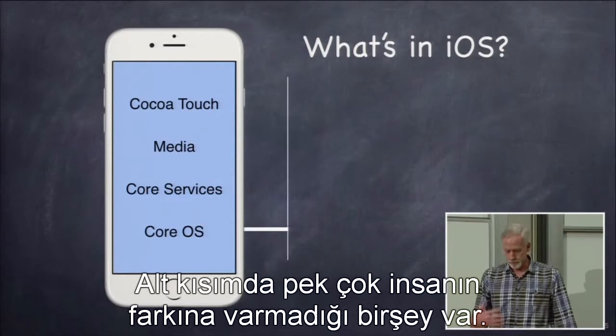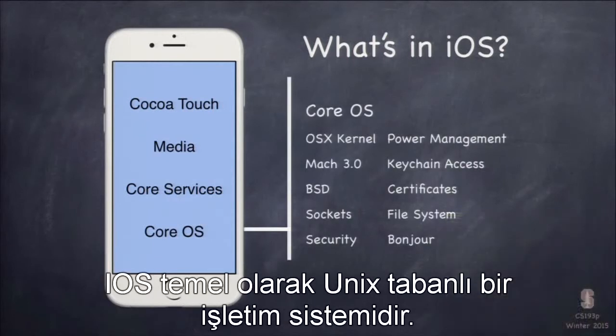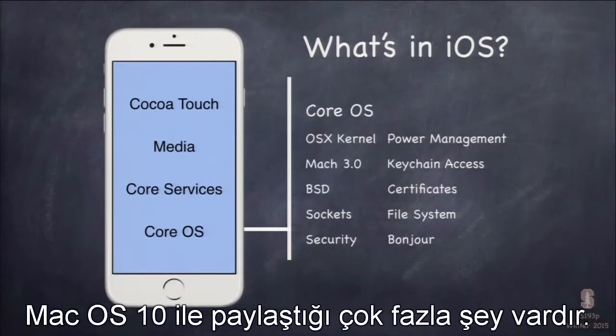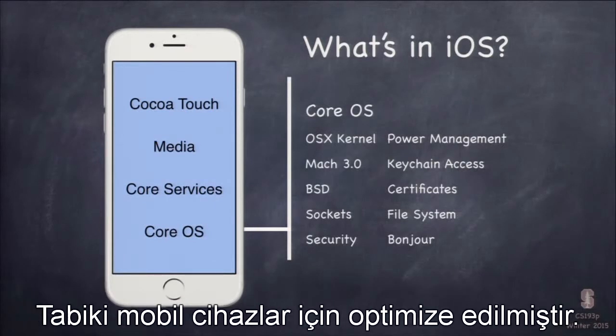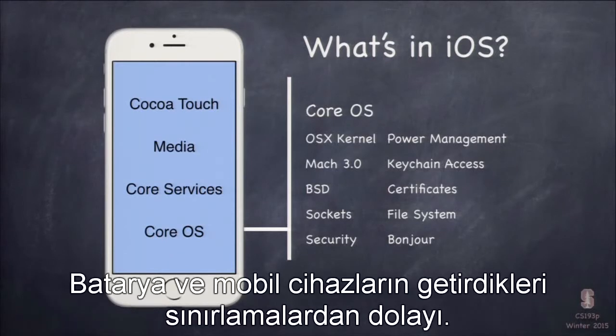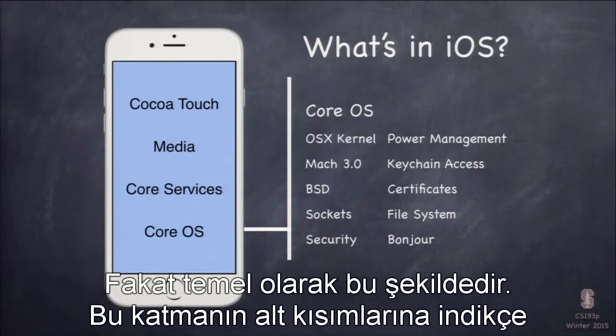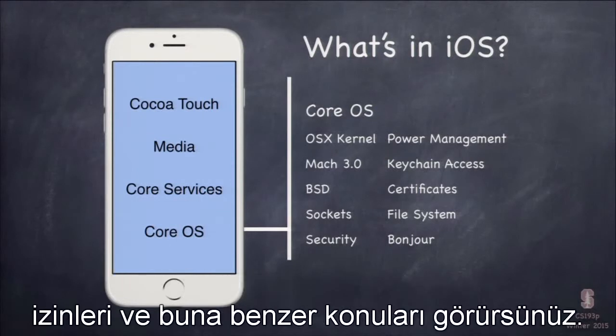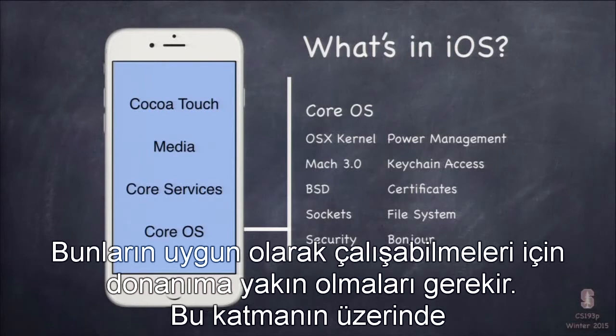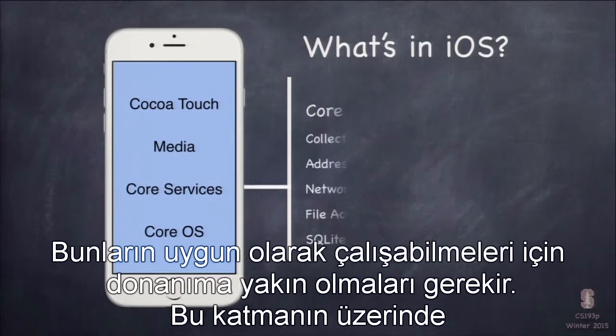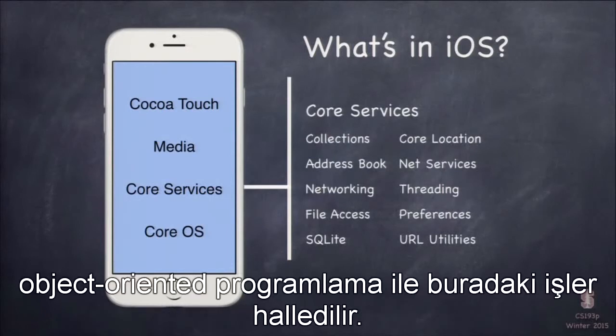Okay, so at the bottom, a lot of people don't realize that iOS is basically a Unix-based operating system. It's very similar, shares a lot of the core of Mac OS X. Now it's certainly optimized for mobile devices, which have battery restrictions and things like that. But that is basically what it is. And so down at that layer, you've got sockets and you've got permissions and things like that that have to be near the hardware to work properly. But above that, there's kind of an object-oriented layer that lets you get at a lot of that stuff using object-oriented programming.